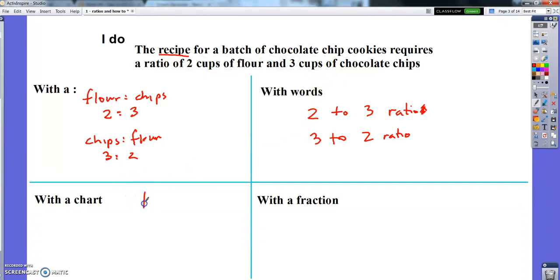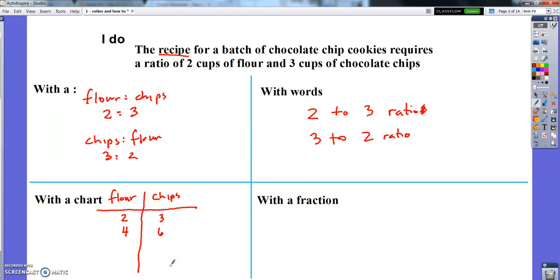You can do it with a chart. So think about batches of cookies, right? If I'm going to make maybe more than one batch of cookies, that's where the chart really gets handy with a ratio. Because if I'm just going to make one batch of cookies, I need 2 cups of flour and 3 cups of chips. But maybe a couple of friends are coming over. I need more, so I want to make 2 sets or 2 batches of this ratio. So then I would need 4 cups of flour and 6 cups of chips.